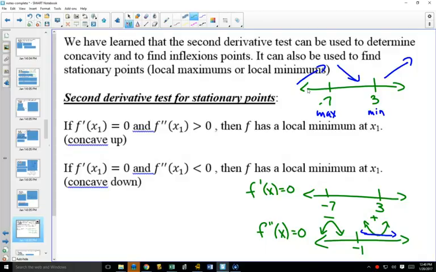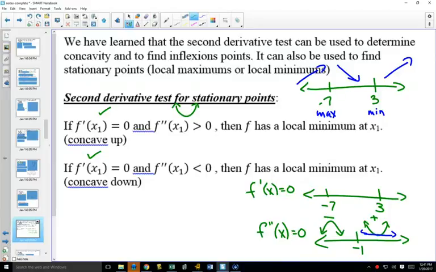So the second derivative test says all you have to do to show something's a maximum or a minimum is find out your first derivative is 0. So that's your first job. Find out your first derivative is 0. Then, if at that point your second derivative is bigger than 0, it's going to be concave up at that point, then it has to be a minimum.